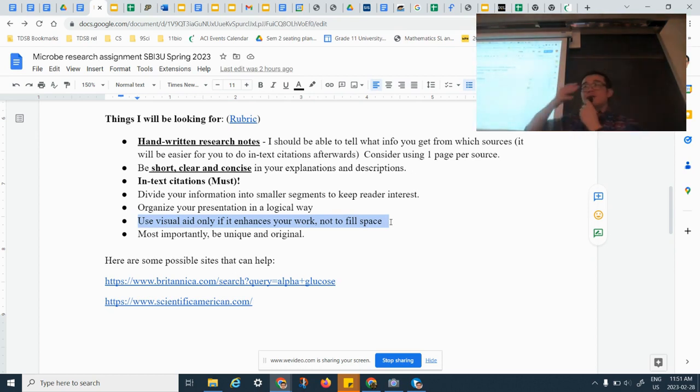Like, for example, the lysogenic cycle and the lytic cycle. Imagine if I didn't have a diagram there and I just tried to explain it in text, that would be difficult to follow. So that's why a diagram would be important, okay? So in this case, same thing here. If you have a diagram, if you have a picture, make sure it's important. Yes, does that answer your question?